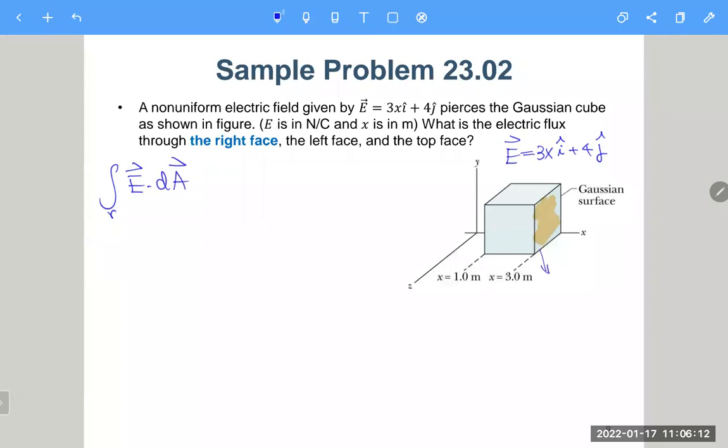Actually, for this one, the dA vector is dA, the magnitude of this vector, times the direction. What is the direction of dA? It should be pointing to the positive x-axis. So it should be i hat, pointing this side.